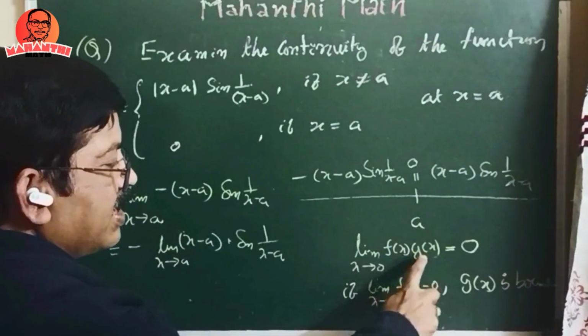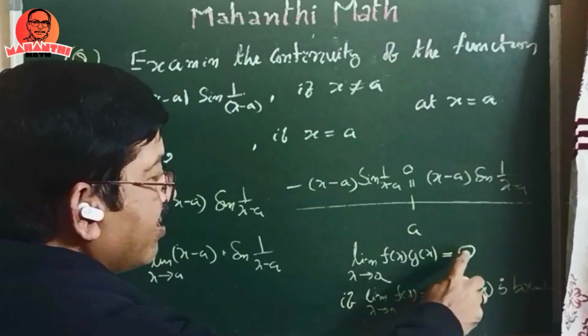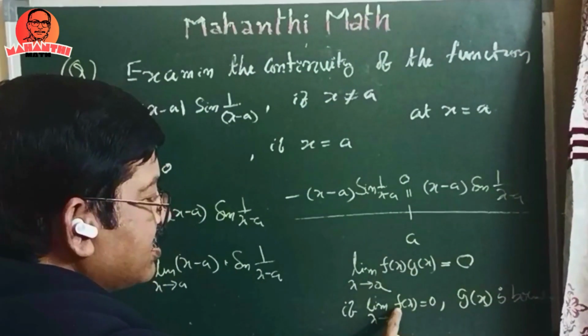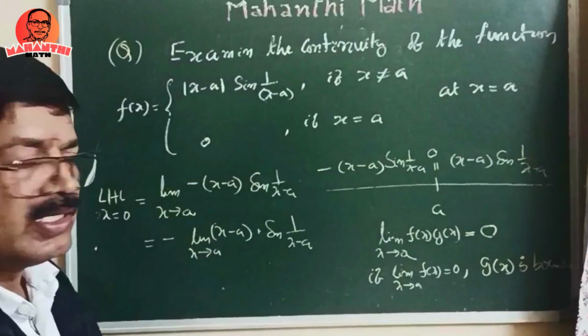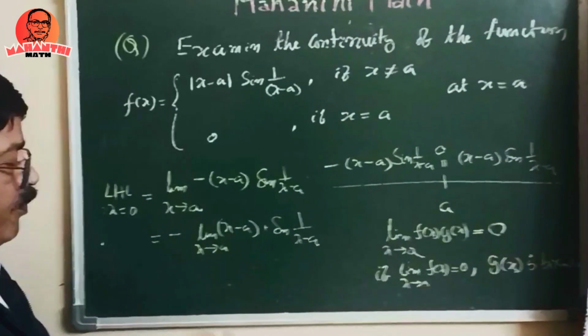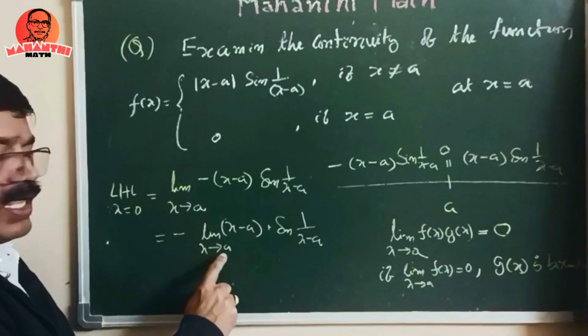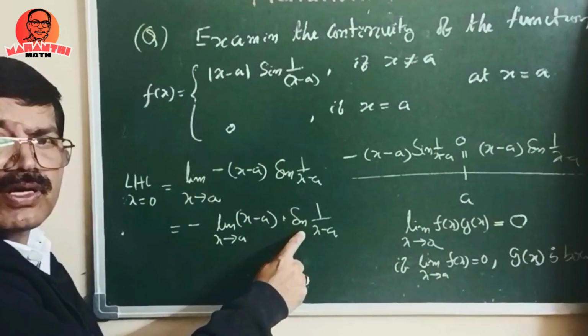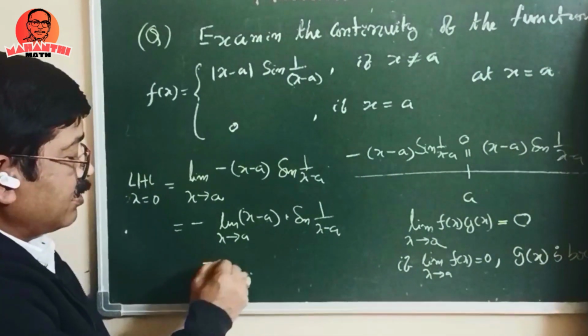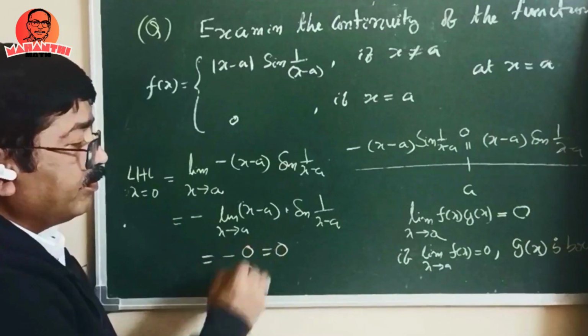So this is the thing we have to note down: limit of f x into g x, x tends to a, equals 0 if the first function's limit is 0 and the second function is bounded. Same concept I will use. What is the limit of x minus a when x tends to a? 0. Sine function is a bounded function. So it is minus into 0, 0 only.